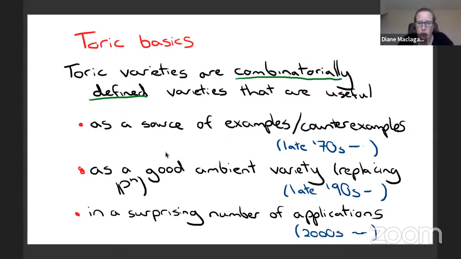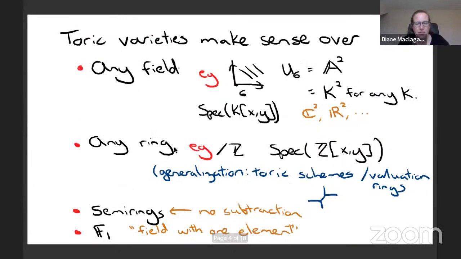For this talk, I want to think about it maybe more as the good ambient variety. As we generalize away from literal toric varieties to generalizations, how does the fact that a toric variety almost comes with natural coordinates, and how is that useful for us? So that's going to be one of the big themes of the talk. This is the other theme.